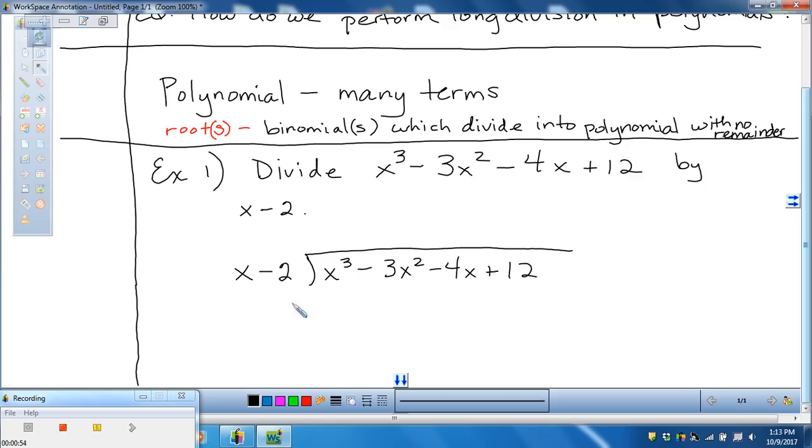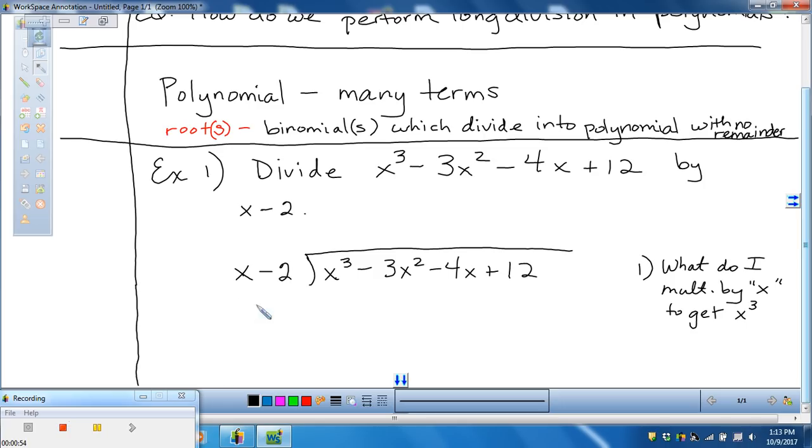Now when you're dividing it, first thing you want to do is figure out, what do I need to multiply by the x to get x cubed? So my first step is, what do I multiply by x to get x cubed? So whatever that first term of your divisor is, you're going to figure out, what do I multiply by it to get the first term of your original problem.